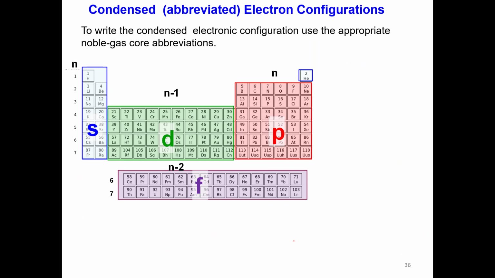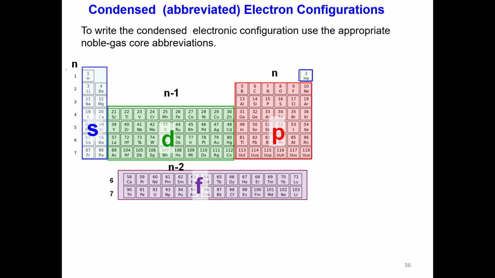Then when the atoms have a huge number of electrons, it's good to use the condensed or abbreviated electronic configuration. Let's do one example to know how we can write the electronic configuration using the condensed form.